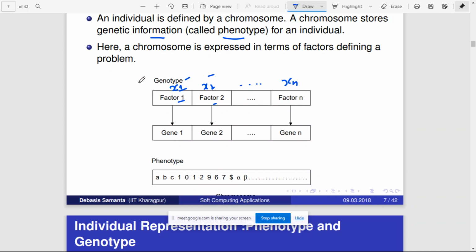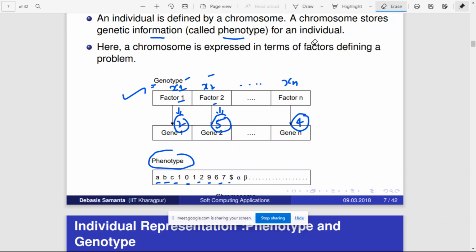Knowing that much is called genotype. But if you know exactly the values of these parameters or variables, say x1 should be 2, x2 should be 5, and so on, xn should be 4, then we call it phenotype. Here for every factor the value is given. Maybe factor 1 is a, factor 2 is b, factor 3 is c, something like that. Then we know the actual gene information, so that is called phenotype.